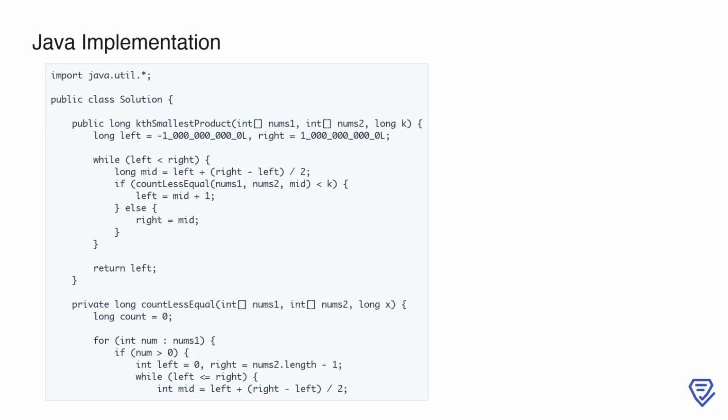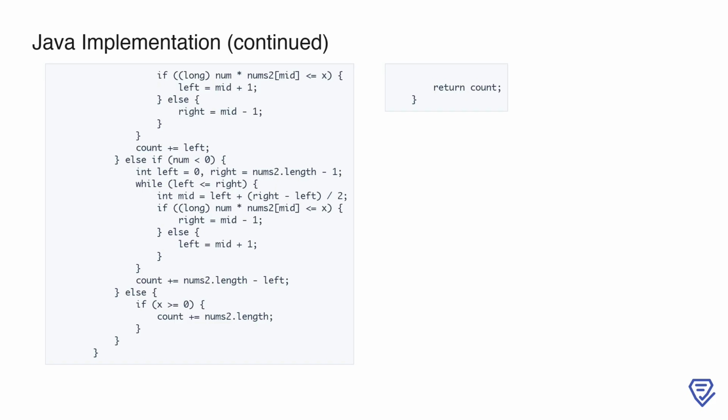The helper method count_less_equal is defined immediately after, and its purpose is to count how many products are less than or equal to a given value x. Let's look at its implementation next. The count_less_equal method is designed to calculate the total number of products from all pairs of elements in nums1 and nums2 that are less than or equal to a given value x. The method iterates through each number in nums1.